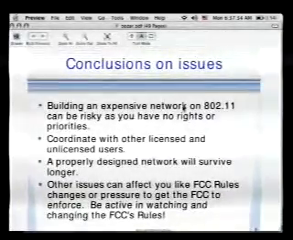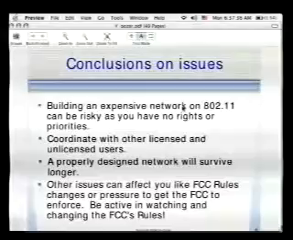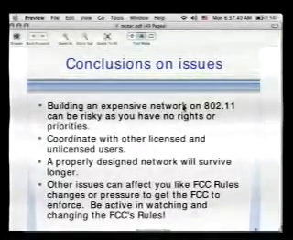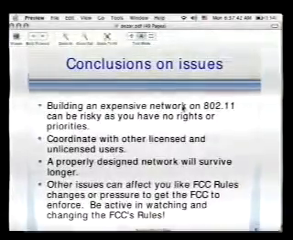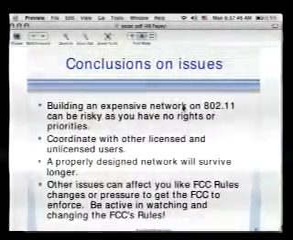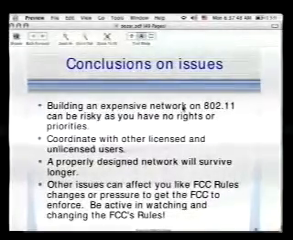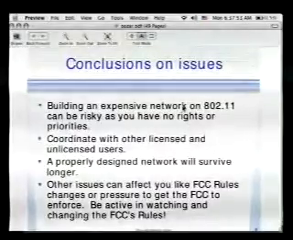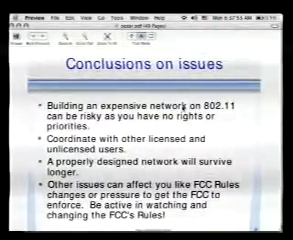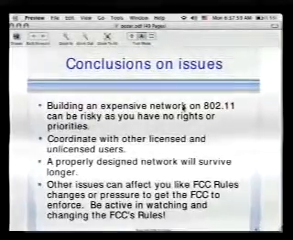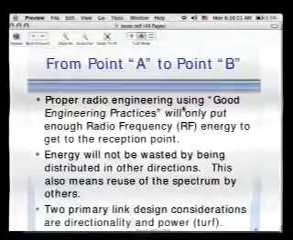Building an expensive network on 802.11 or unlicensed can be risky, as you have no rights or priorities, and you may sink a lot of money into this thing. So we suggest that you coordinate with other licensed users and unlicensed users. A properly designed network will survive longer, and other issues can affect you, like FCC rule changes or pressures to get the FCC to enforce rules. Be active in watching and challenging and hopefully changing the FCC's rules.